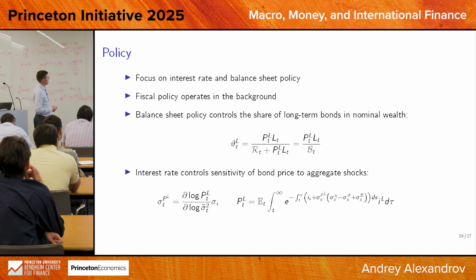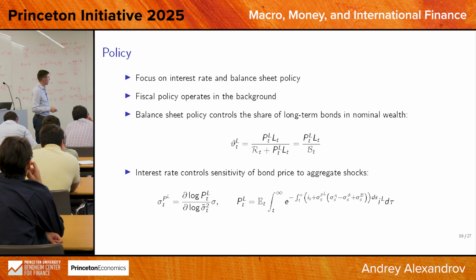All right, so let's first understand what balance sheet policy is and how it's going to enter the model. Balance sheet policy is going to act on this variable, vartheta_L. Vartheta was the share of nominal assets within total wealth. Vartheta_L is the share of long-term bonds within all nominal assets. If you conduct balance sheet policies, you swap, for example, long-term bonds for reserves, and that drives vartheta_L down. So you just act on the quantities and change this proportion. The interest rate, as someone mentioned before, is going to control the sensitivity of the bond price with respect to aggregate shocks. So it's going to act on this sigma_TPL.